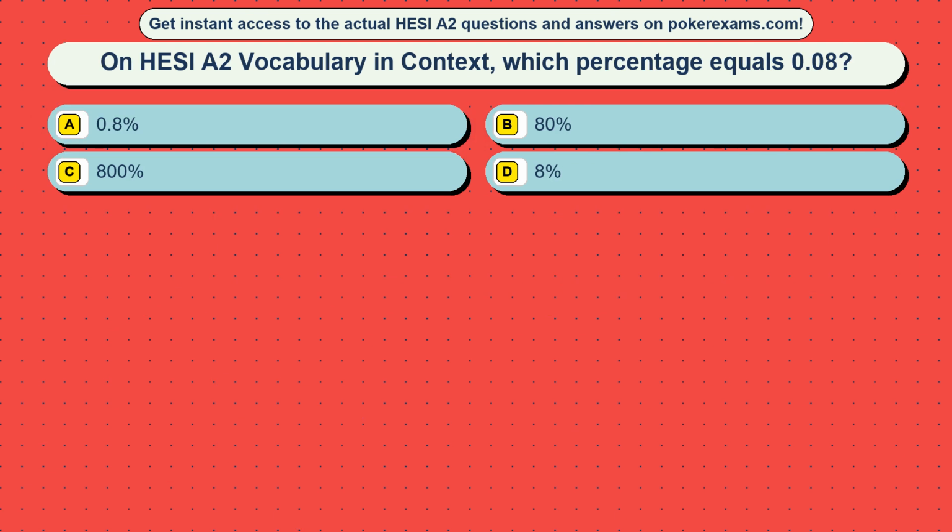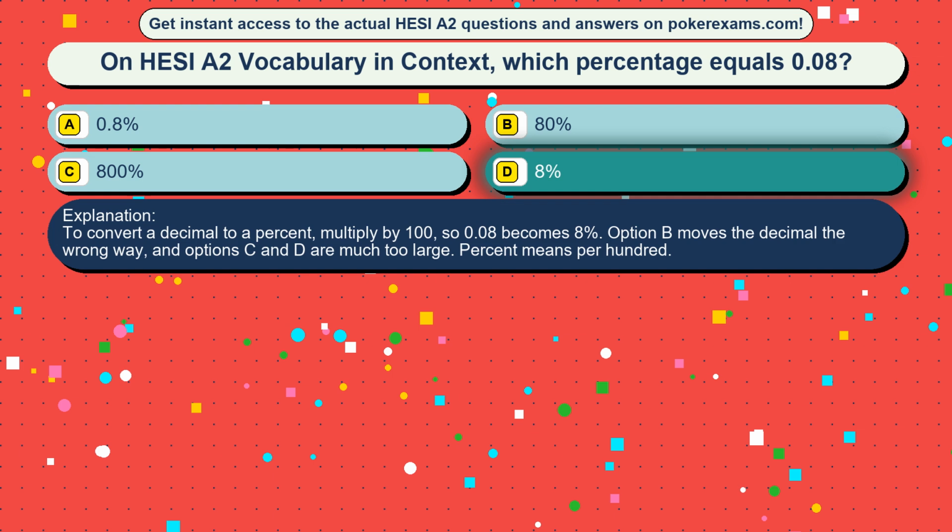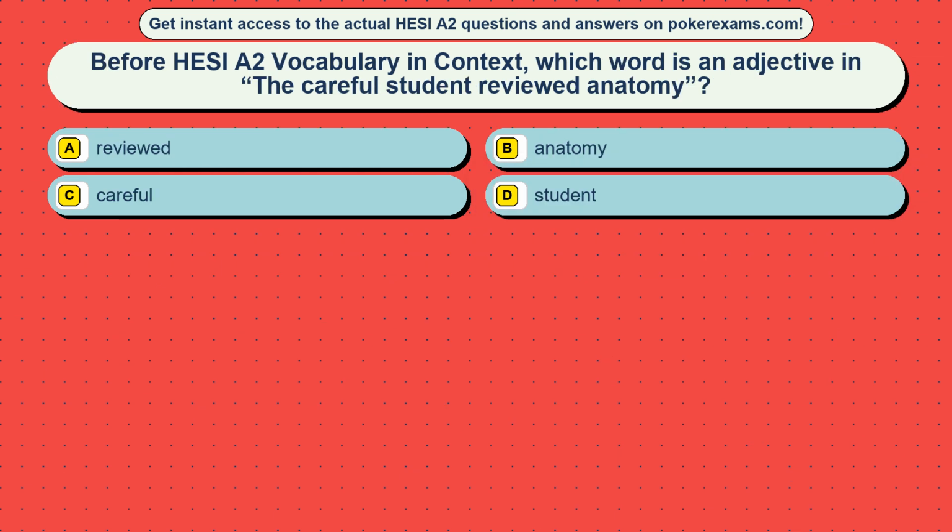Question 34. On HESI A2 vocabulary in context, which percentage equals 0.08? Option A, 0.8%. Option B, 80%. Option C, 800%. Option D, 8%. The correct answer is option D, 8%. To convert a decimal to a percent, multiply by 100, so 0.08 becomes 8%. Option B moves the decimal the wrong way, and options C and D are much too large. Percent means per hundred.